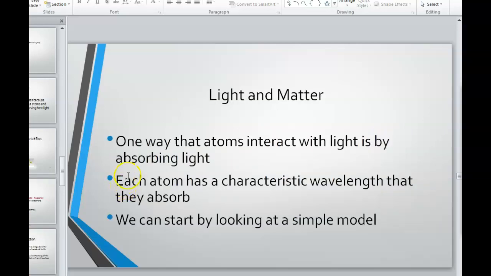We're going to move on back to light and matter. So one way that light and atoms can interact is by the atom actually absorbing that light. And what we see when we look at different atoms absorbing light is that they all have a characteristic wavelength or wavelengths that they absorb. These characteristic wavelengths that they absorb amount to a fingerprint, if you will, for that atom. They are totally unique to that particular atom.